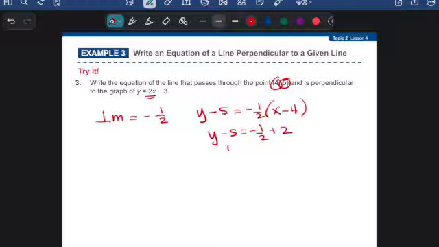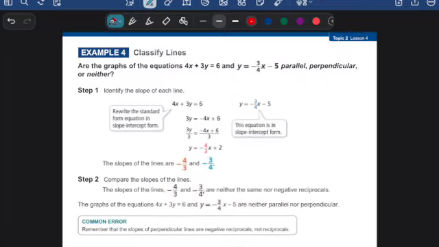Plus 2, add 5 to both sides. Y equals plus 7. There's my equation for a line that's perpendicular. Again, check the slope. It should be a negative reciprocal. Now we just need to check, are these perpendicular, parallel, or neither, comparing these two equations.